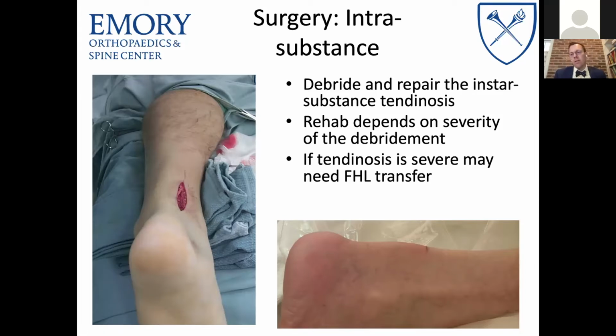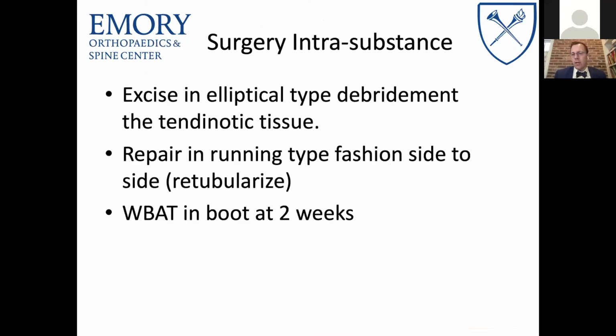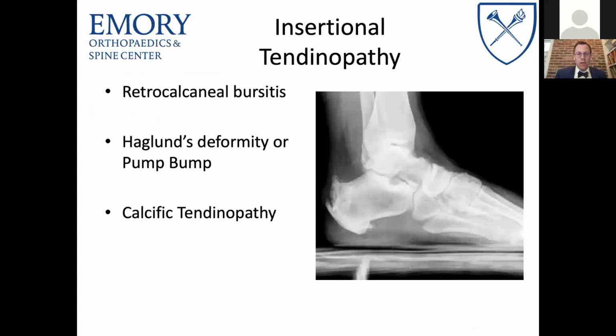I would tell you this is probably not a surgery we're doing for a dancer until they're toward the end of their career or until they can't tolerate it. We don't have any great literature on surgery and outcomes of this during a career. And so we're elliptically removing the tendinotic tissue. We're repairing, tubularizing that tendon. And I get them weight bearing at 2 weeks. I get them moving again right away. They're in a boot for a total of about 6 to 8 weeks.